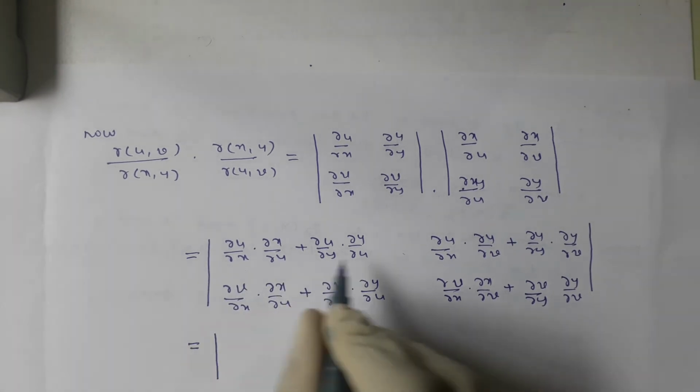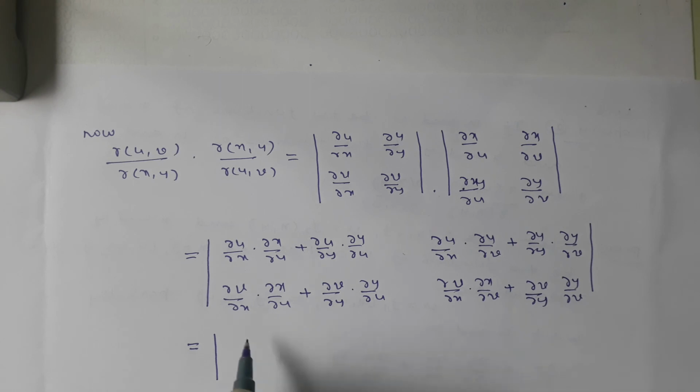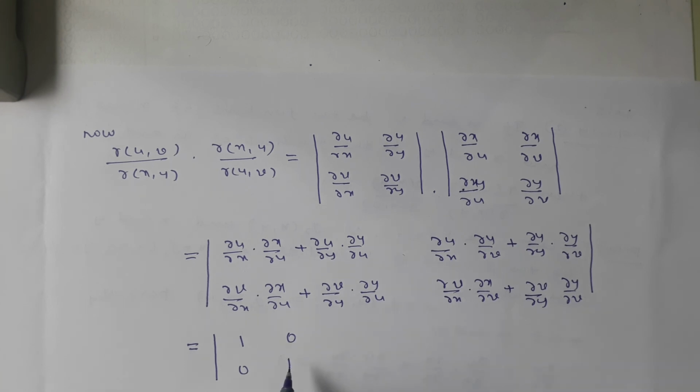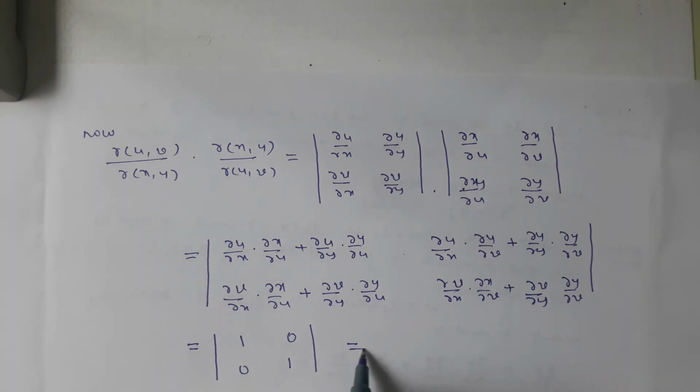substitute all the above values. This value is to be 1 and this value is to be 0. This value is 0 and this value is 1. The determinant of 2 by 2 is equal to 1.